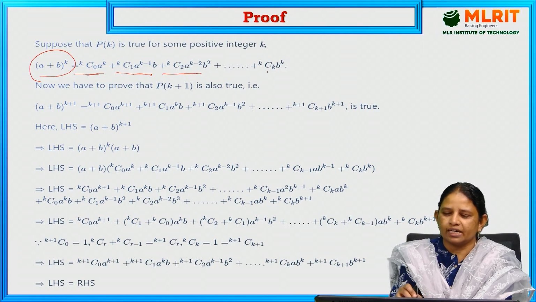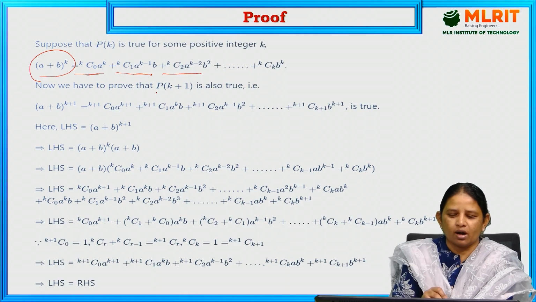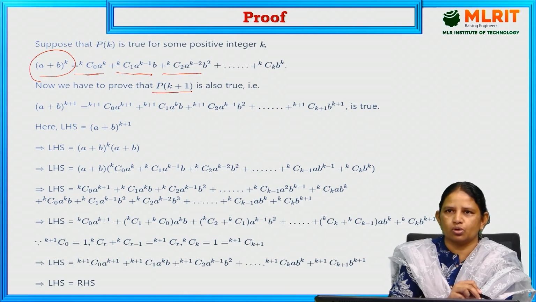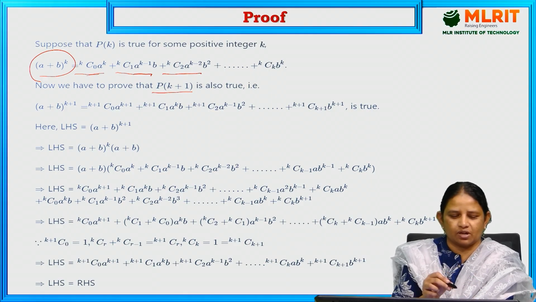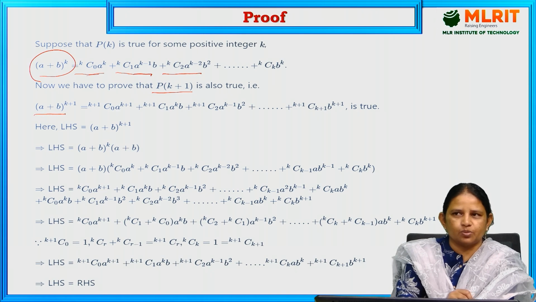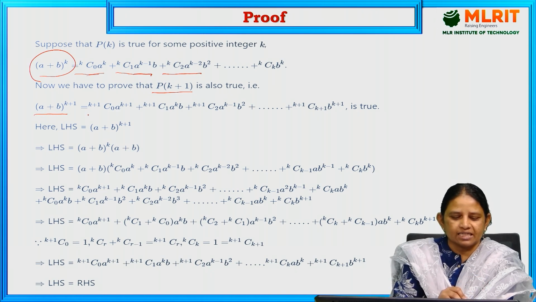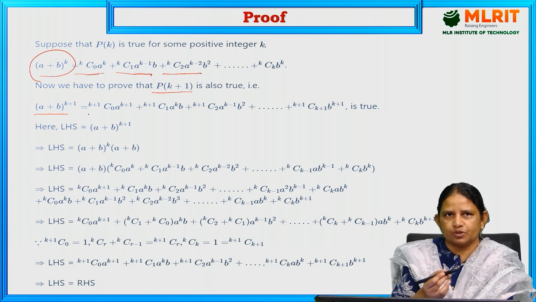and so on, kck b power k. a power 0 is automatically 1, no need to consider. Now we need to prove that this is the k terms. Now we need to prove for p of k plus 1 is also true. We need to prove p of k plus 1. How to get a plus b whole power k plus 1? That is, in the place of k, we have to substitute k plus 1.